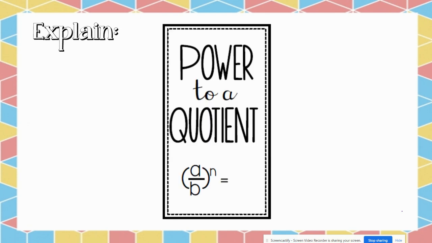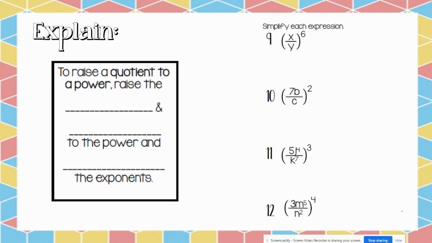For the power to a quotient, just like with the power to a product, you have to take every part of your quotient and raise to that power. So in this case, if a was divided by b, and the whole thing was raised to the nth power, you would raise a to the nth power and raise b to the nth power. To raise a quotient to a power, raise the numerator and the denominator to the power, and then multiply the exponents. So let's simplify these expressions.